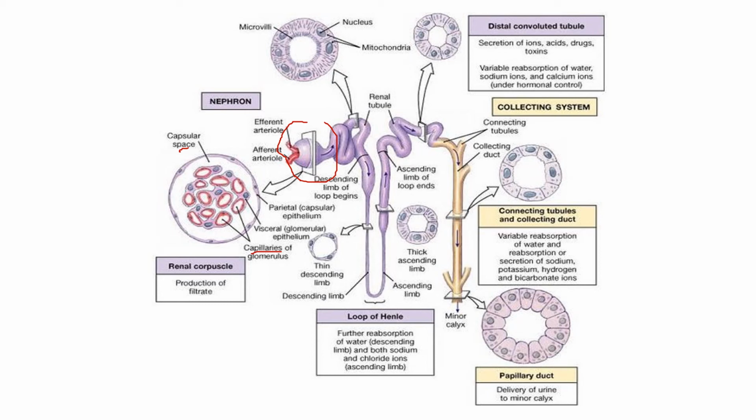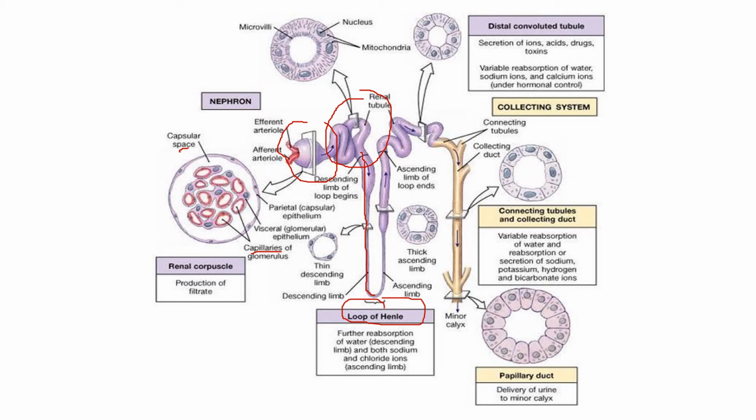So there's a proximal convoluted tubule. That would be the proximal. And it shows you the cells lining the lumen here. Okay. And then you go down the descending limb. And then there is a loop of Henle. Here's your loop of Henle.